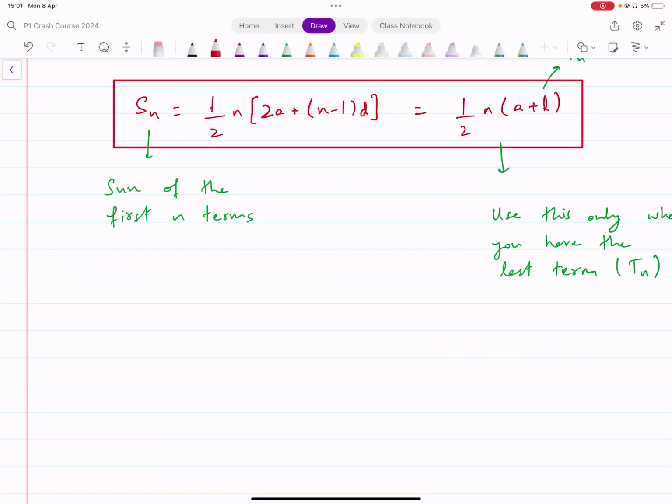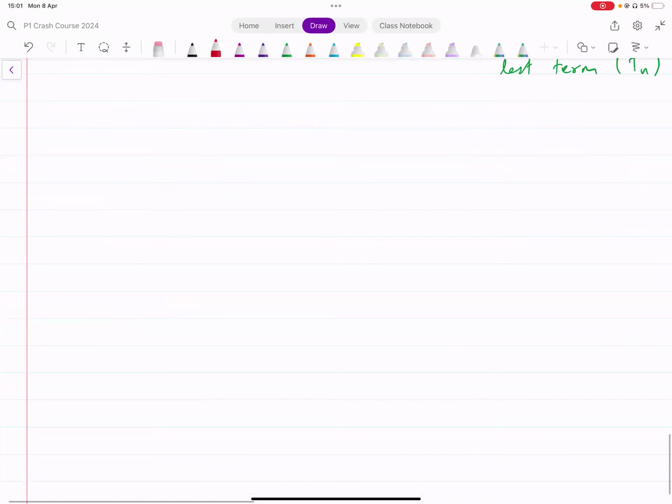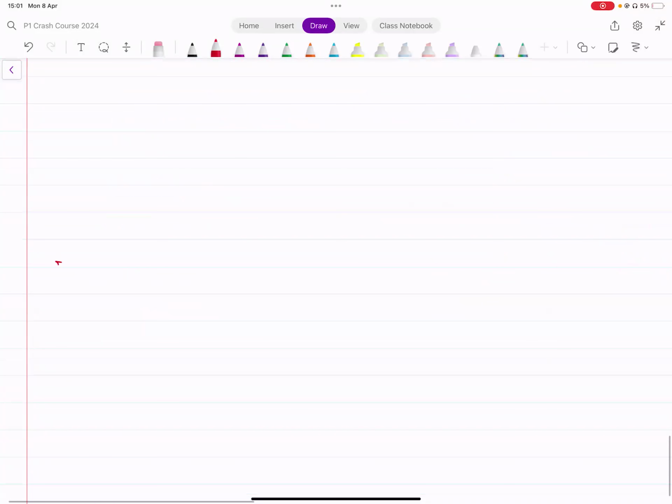Now, sometimes they ask you something like this. So let's say you have a sequence that looks like this. 105.